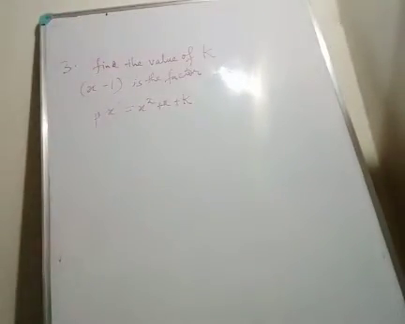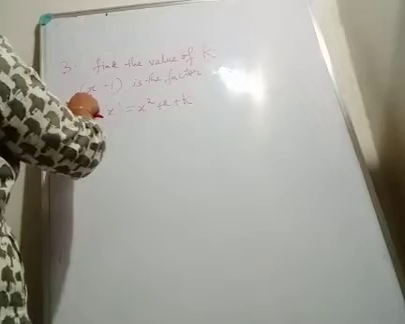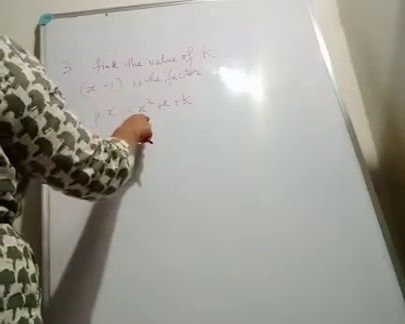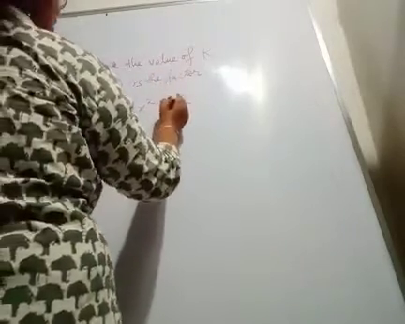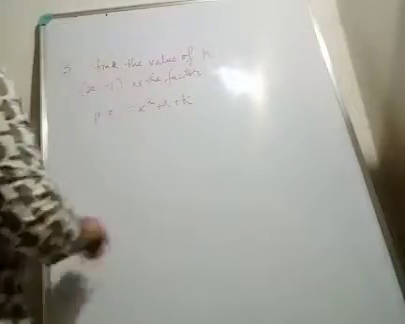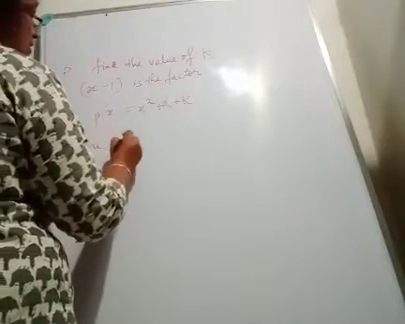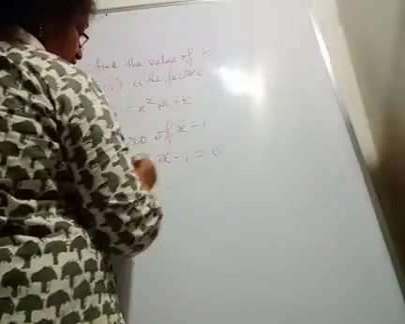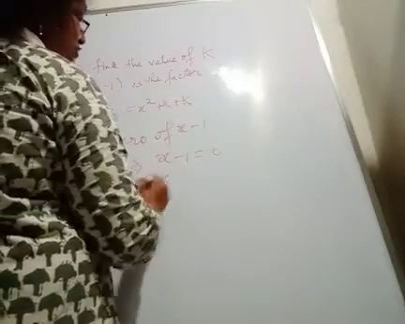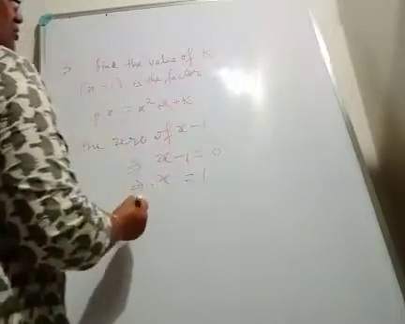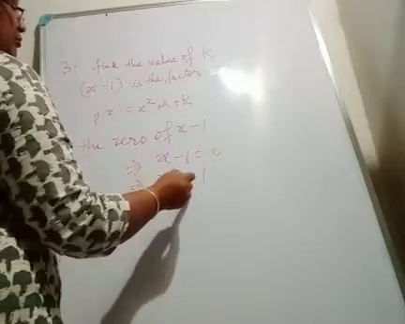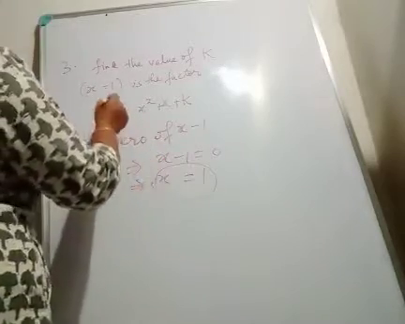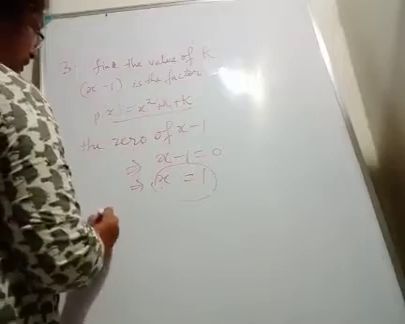So question number 3 is, find the value of k if x minus 1 is the factor of px, x square plus x plus k. So if x minus 1 is the factor, then the 0 of x minus 1 is x minus 1 equal to 0. You have to write like this. Then find the value of x equal to 1. So here x equal to 1. Putting the value of x equal to 1 in this px polynomial, what we will get, let's see.